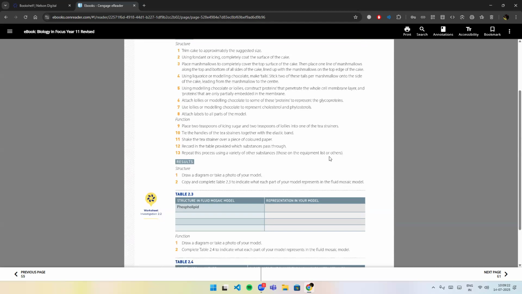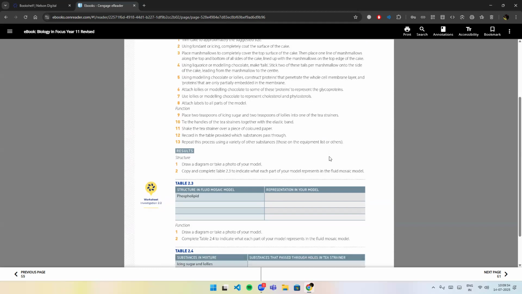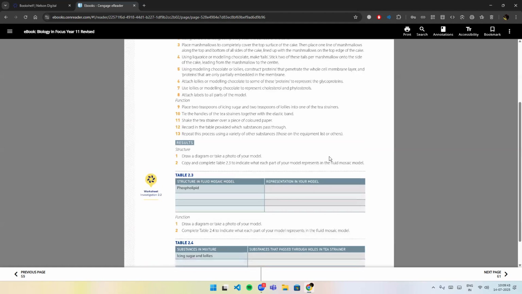Using modeling chocolate or lollies, construct proteins that penetrate the whole cell membrane layer and proteins that are only partially embedded in the membrane. Attach lollies or modeling chocolate to some of these proteins to represent the glycoproteins. Use lollies or modeling chocolate to represent cholesterol and phytosterols. Attach labels to all parts of the model.